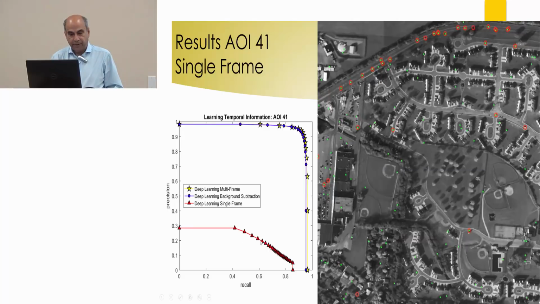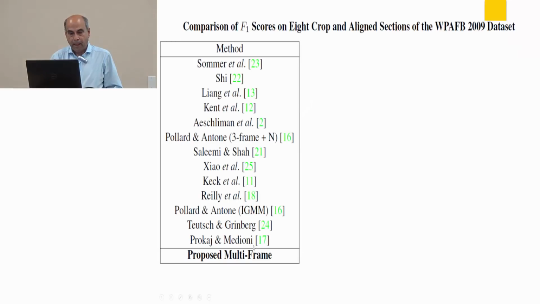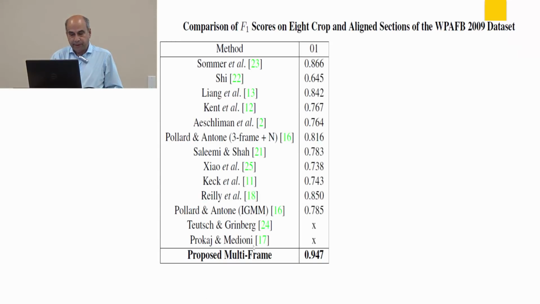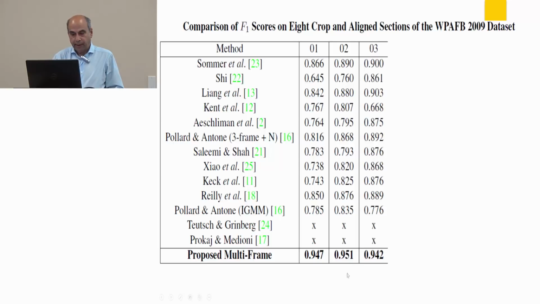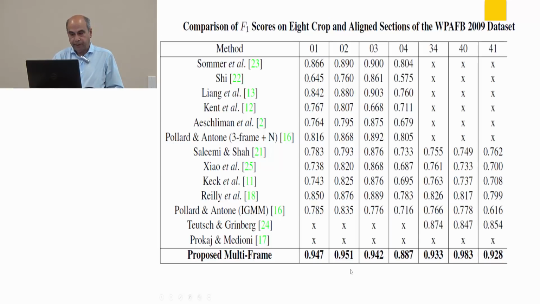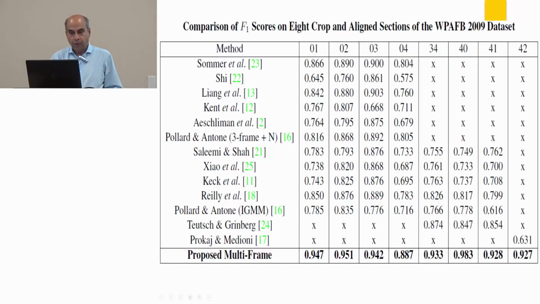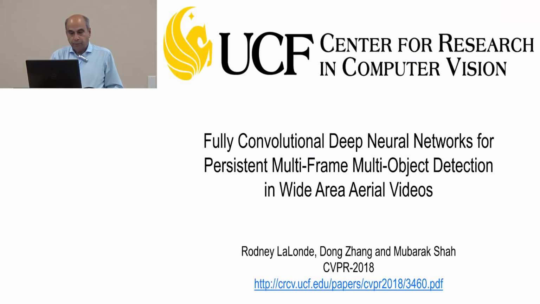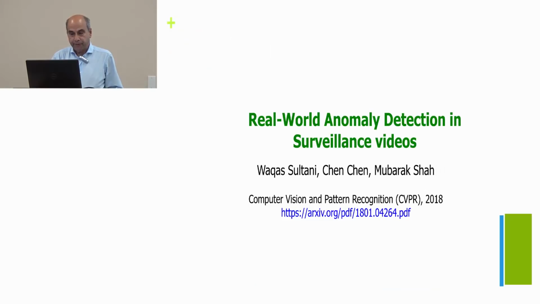This is our method. This is using a single frame. So these are the quantitative results. We can compare with other methods. We can get a very high increase for area of interest 1, 2. Again, you can see we can do pretty good, and this is the average. So that's about the object detection in the wide area surveillance video.